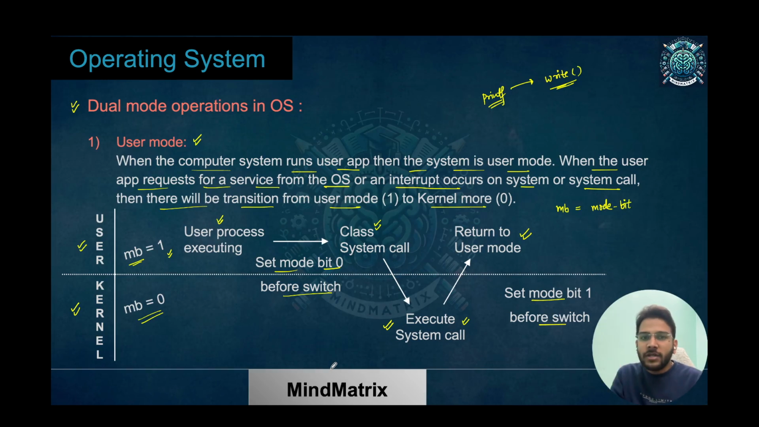If OS intervention is required, in that case again a mode switch will happen. First the mode switch happens from user to kernel mode, then context switching occurs. After that again there will be a transition from kernel to user mode. Okay, so I hope it is crystal clear to all of you. Let's proceed further.